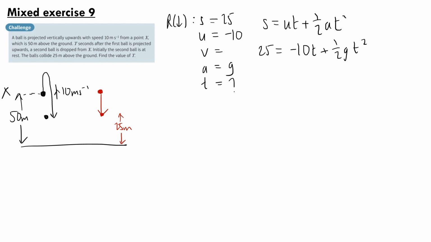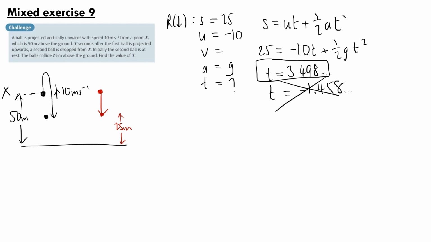And putting this into your calculator, so the coefficient of x squared here is a half g, so 4.9. The coefficient of x is minus 10, and the constant term is minus 25. Putting that into your calculator, you should get two answers. First is t equals 3.498, and our second one is t equals minus 1.458, and so on. And we can reject this negative answer. And so we know that the time taken for P to complete its full journey is 3.498 seconds.